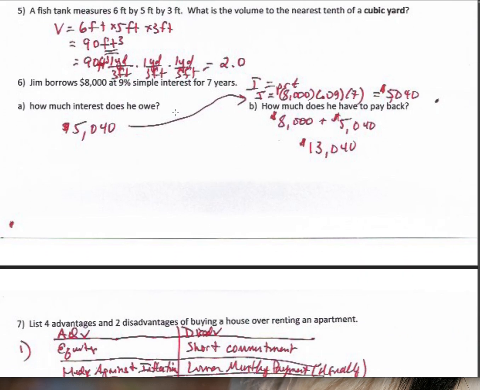Next, we got a fish tank. It measures 6 feet by 5 feet by 3 feet. That's really important, the feet stuff, because it wants to know the volume in cubic yards.